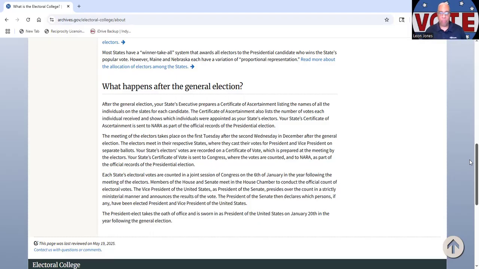Members of the House and Senate meet in the House chamber to conduct the official count of the electoral votes. The Vice President of the United States, as President of the Senate, presides over the count in a strictly ministerial manner and announces the results of the vote. The President of the Senate then declares which persons, if any, have been elected President, Vice President of the United States. The President-elect takes the oath of office and is sworn in as the President of the United States on January 20th in the year following the general election.